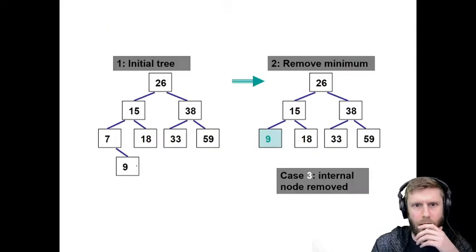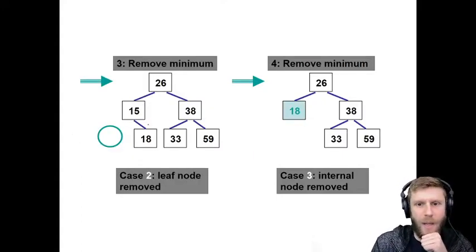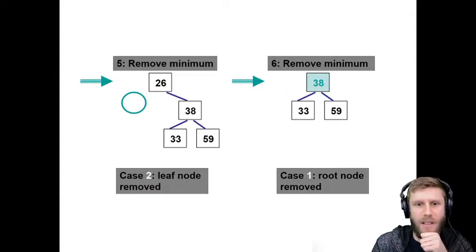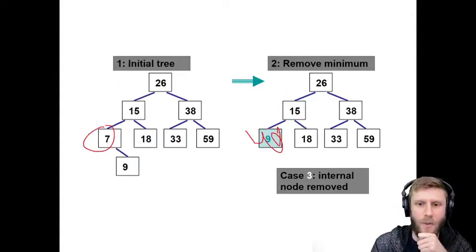Becomes parent's right child. And then, so let's see. If we're removing the smallest, well, that's the 7. It gets cut. 9's promoted. Remove minimum again. Well, the 9 gets cut. So now we've got 15. Where are we going? 9 gets cut. We just remove it. Okay, cool.